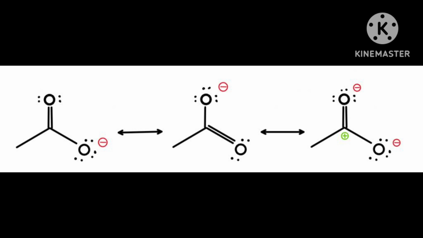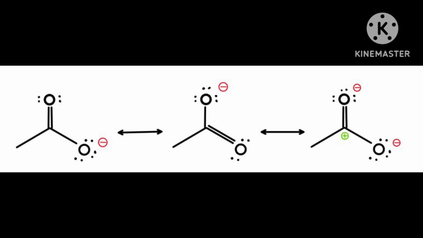Another example of resonance is provided by nitromethane, CH3NO2, which can be represented by two Lewis structures, structure 1 and structure 2. What are those structures? I am telling you now. CH3NO2, then NO2 that has two oxygens.